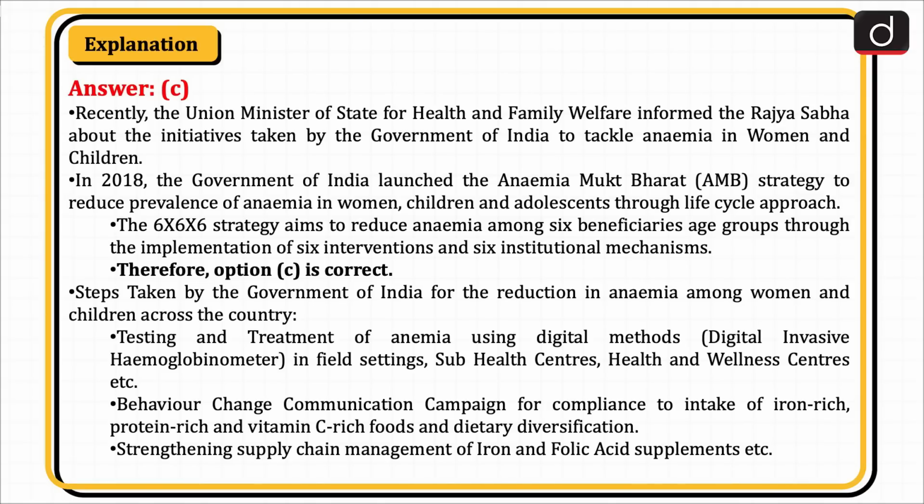Steps taken by the Government of India for the reduction in anemia among women and children across the country: Testing and treatment of anemia using digital methods, that is digital invasive hemoglobinometer in field settings, sub-health centers, health and wellness centers, etc. Behavior change communication campaign for compliance to intake of iron-rich, protein-rich and vitamin C-rich foods and dietary diversifications. Strengthening supply chain management of iron and folic acid supplements, etc.